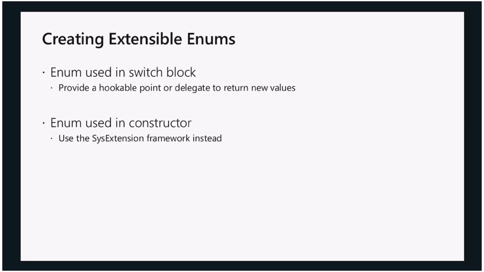Also, if the enum switch statement is used in a constructor or factory method, the general best practice guideline is to create a set of classes annotated with the sysextension attributes, thus enabling dynamic creation of classes based on the enum values, including extended classes from partners.